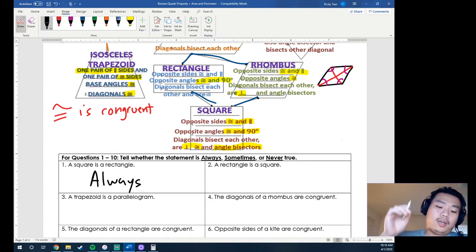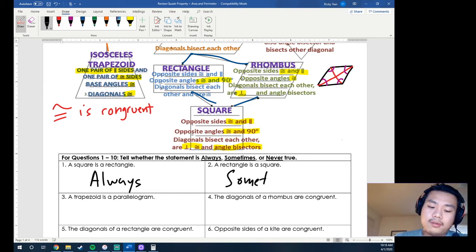All right, now, number two says a rectangle is a square. Now we're looking down. Okay, and again, if we're going down, it's going to be sometimes. All right, so a rectangle is sometimes a square.